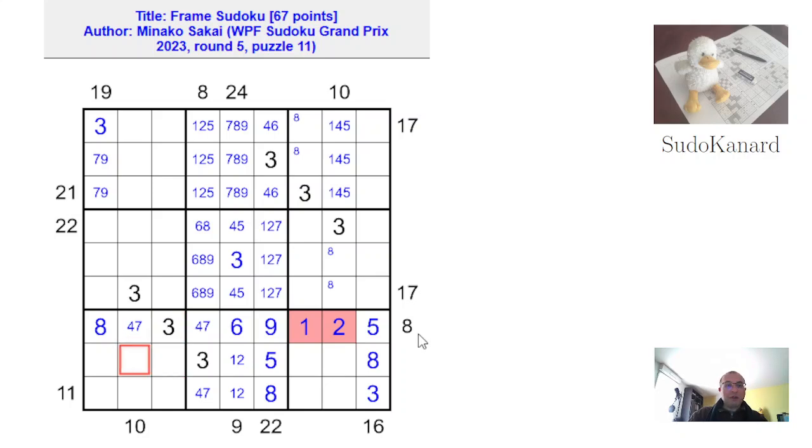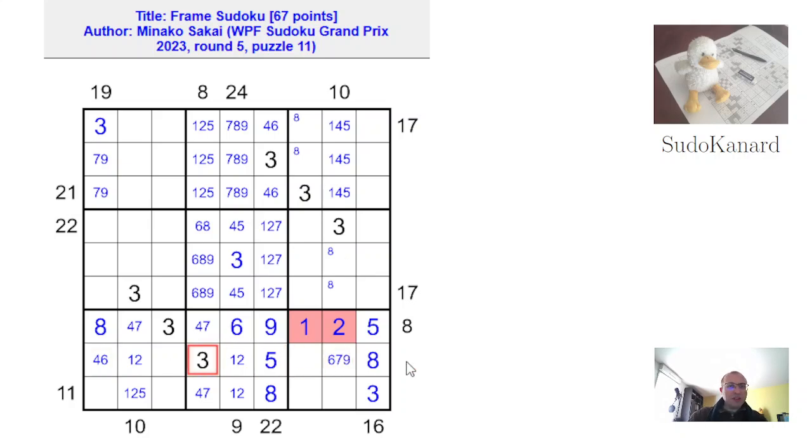So 7 goes with 1 and 2. 4 goes with 1 and 5. So those are from 1, 2, and 5. This is not 5. And we're left with a 1, 2 pair in this row. The remaining digits are from 4, 6, 7, 9. So this is from 4, 6. There's a 7, 9 pair here. So 4 here. So this is from 6, 7, 9.